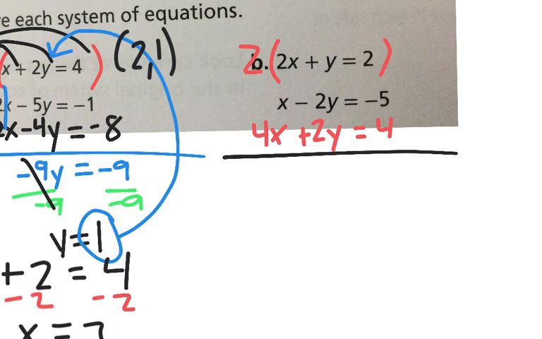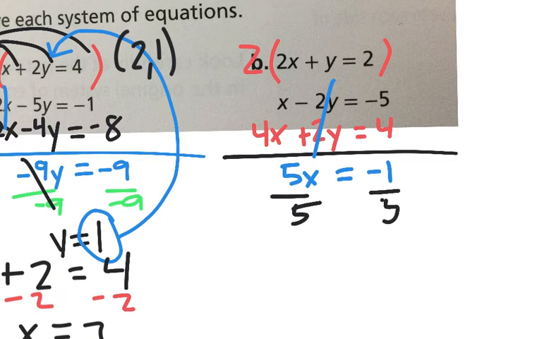Now then the y's will cancel. That's what I was looking for, so let's combine everything else. x and 4x is 5x. -5 and 4 is -1. x is being multiplied by 5, so I need to divide by 5. That tells me x equals -1/5 or -0.2.